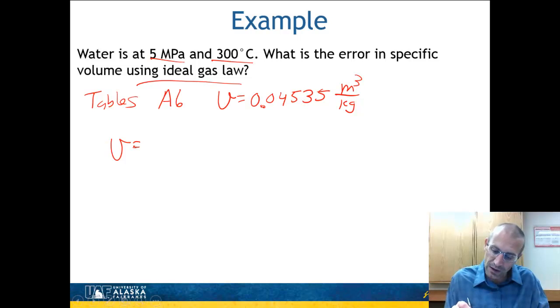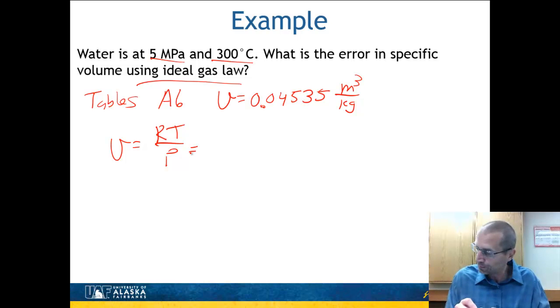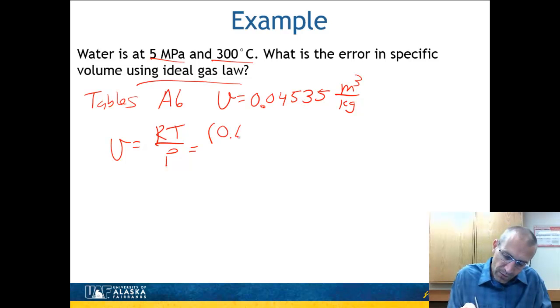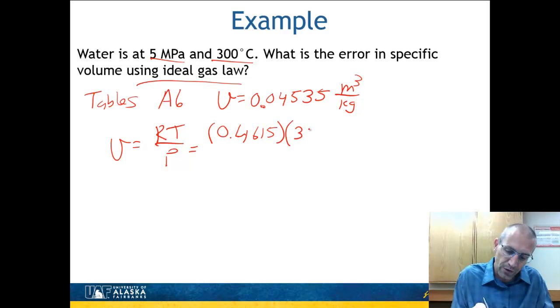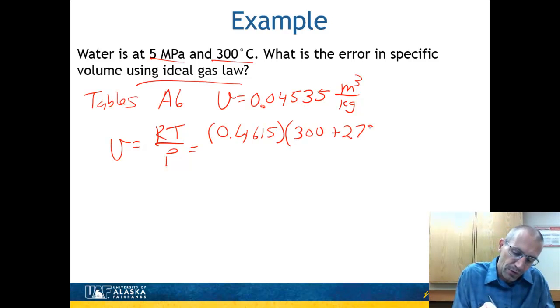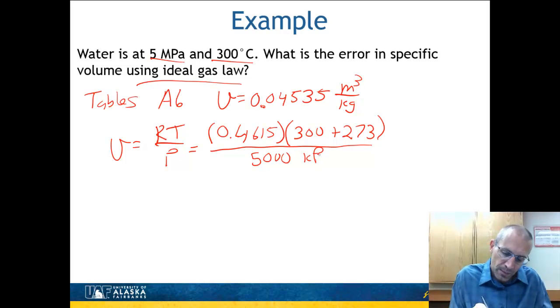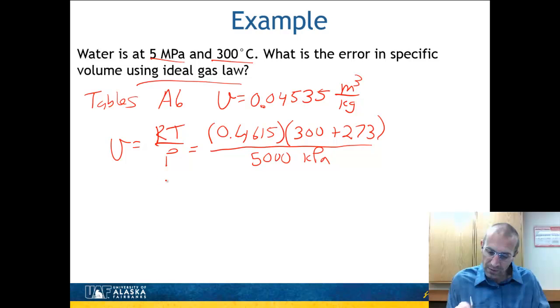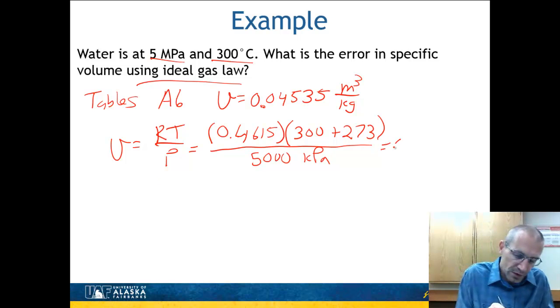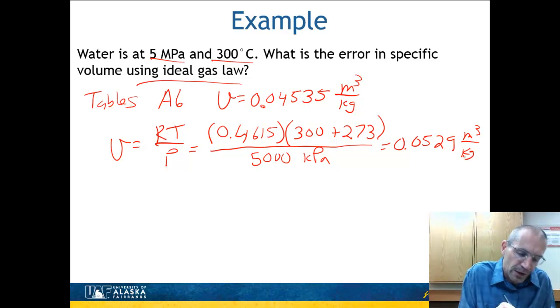So rearranging the ideal gas equation, V is equal to RT over P. I look up the value of R on table A1, and that is 0.4615. My value of T is 300 plus 273 to convert it into absolute. Anytime you use the ideal gas law, they need to be absolute temperatures. Divided by the pressure of 5,000 kilopascals. And that volume is equal to 0.0529 meters cubed per kilogram.